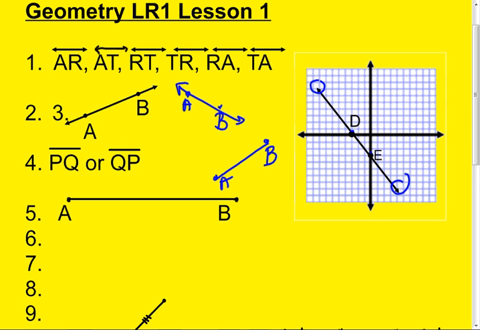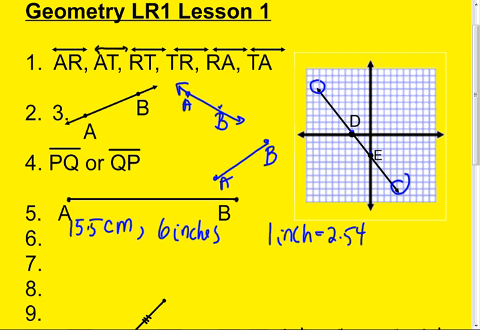Number 6, use a ruler to find the measure of AB. Did anybody measure that? 15.5. She's more precise than me. I got 6. Are you in centimeters? Oh, okay. And it didn't say, did it? Oh, it's centimeters. Okay. Did it say inches? How many inches? 6. Do you know the conversion? 1 inch equals 2.54 centimeters.